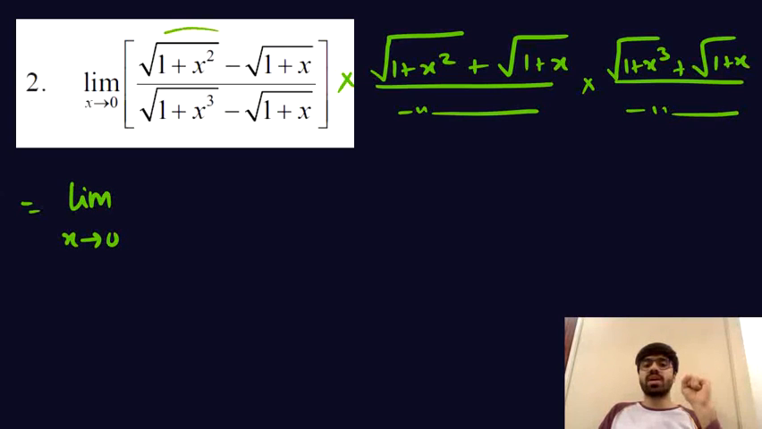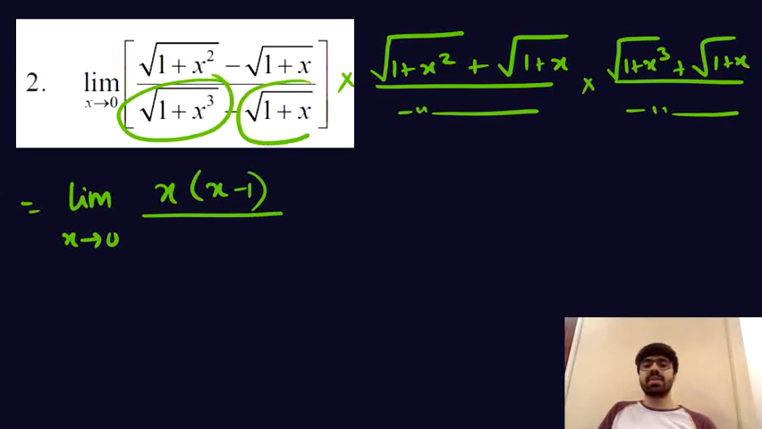The numerator will become a square minus b square. That will give you 1 plus x square minus, second term is always to be written in brackets, okay? So when you open the bracket, it will be minus 1 minus x. 1 minus 1 gets cancelled, x square minus x is left over with you. You can pull out an x common to get x into x minus 1 in the numerator.